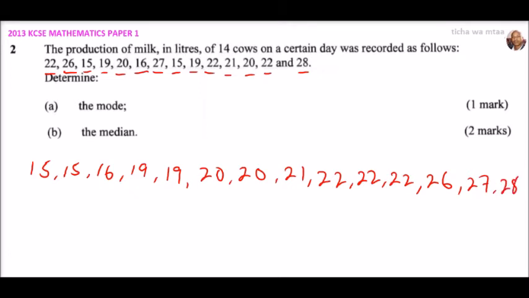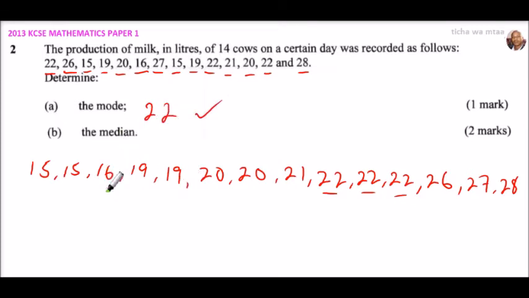So you arrange your data in ascending order, and that will be easier for you to identify the mode. You can see 22 occurs 3 times. The mode is the value that occurs more times. So the mode is 22, and you get yourself 1 mark.